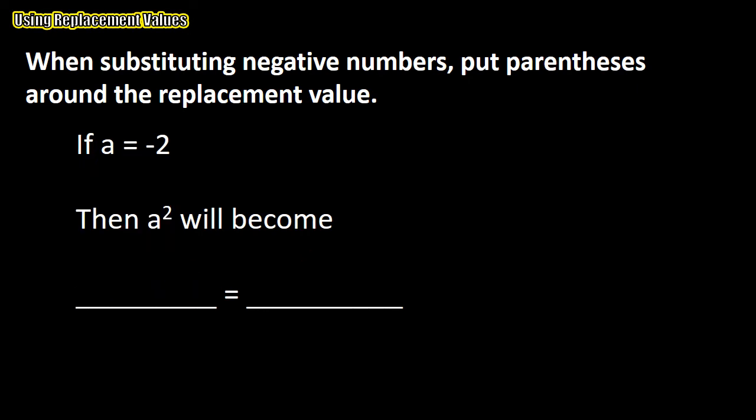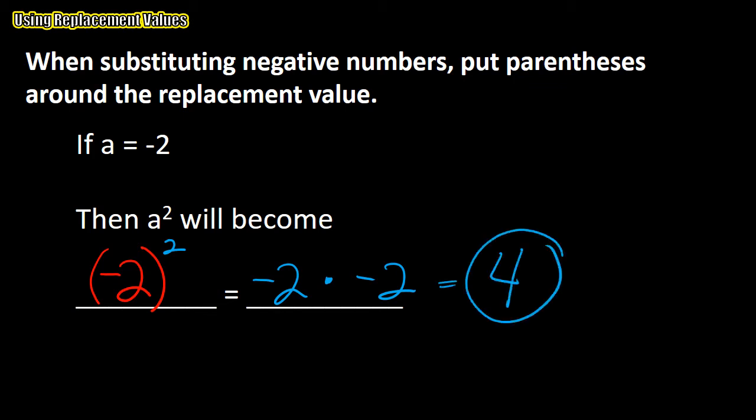So what about this one? I have a squared. I'm going to fill in what a is. A is negative 2. Then I'm going to bring down the exponent. What this is telling me is that I have negative 2 times negative 2. Negative times negative is a positive, so that's going to leave me with positive 4.